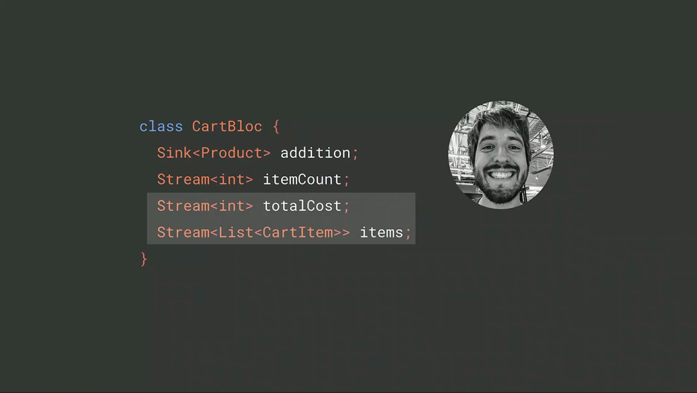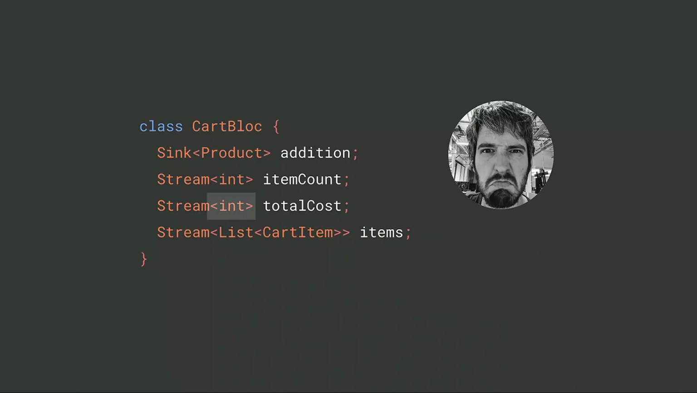We could add a stream of total cost. So whenever the cost of the cart changes, you probably want to update your user with that. And then you have a stream of list of cart items, which is the items that you want to always update whenever you add something to the cart or remove from it. So that is cool. And again, these are different aspects of our model that we want to show.